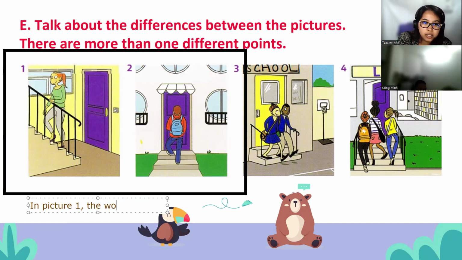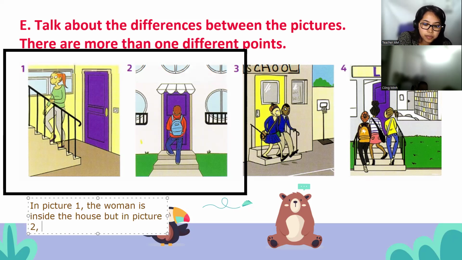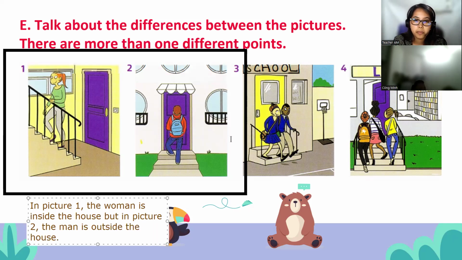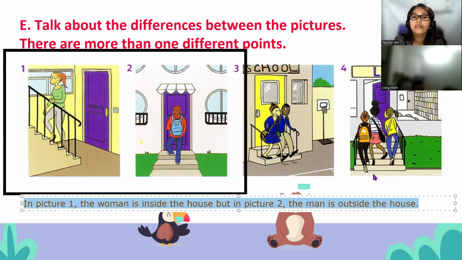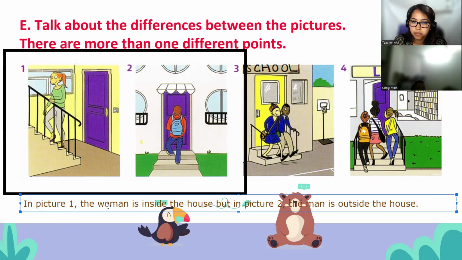In picture 1, the woman is going upstairs. Oh, the woman is inside the house. But in picture 2, the man is outside the house. Okay, now look and read. In picture 1 there is one door, but in picture 2 there are eight doors. Very good.